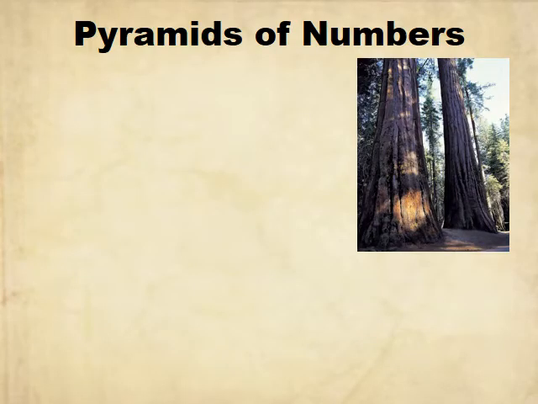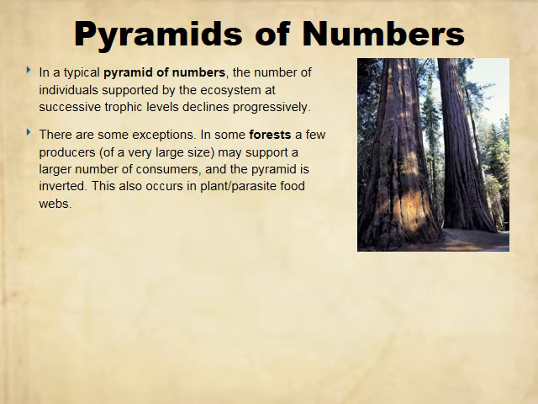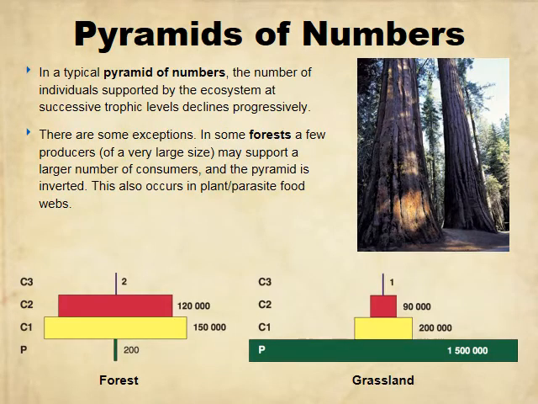Okay, so here's just another look at the pyramids of numbers. In some forests, a few producers, like very large trees, are the bottom of the food chain. So in a pyramid of numbers, you have 200 super huge trees that support 150,000 organisms on the first consumer level, versus a grassland, where you have basically blades of grass.